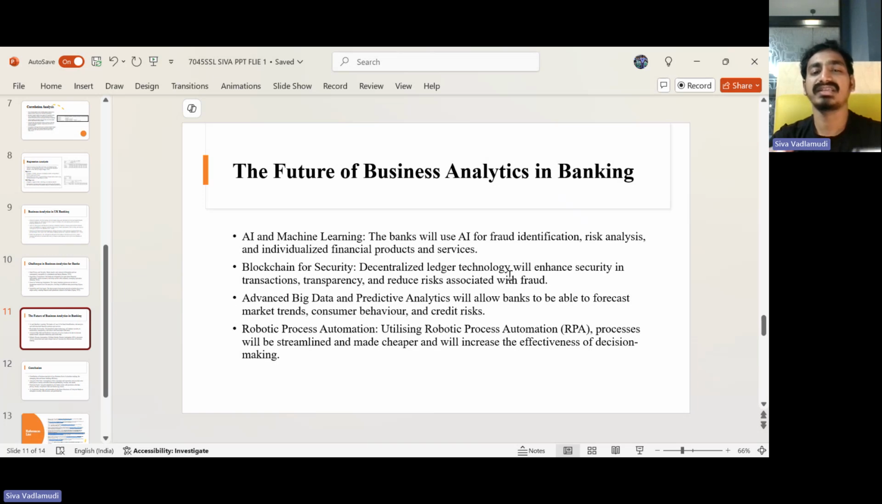AI and machine learning enable individualized financial products through financial analysis. Blockchain is used for fraud determination and security analysis, and advanced big data is predictive and allows banks to forecast and market. Robotic process automation streamlines processes and makes them cheaper, increasing effectiveness and decision-making.